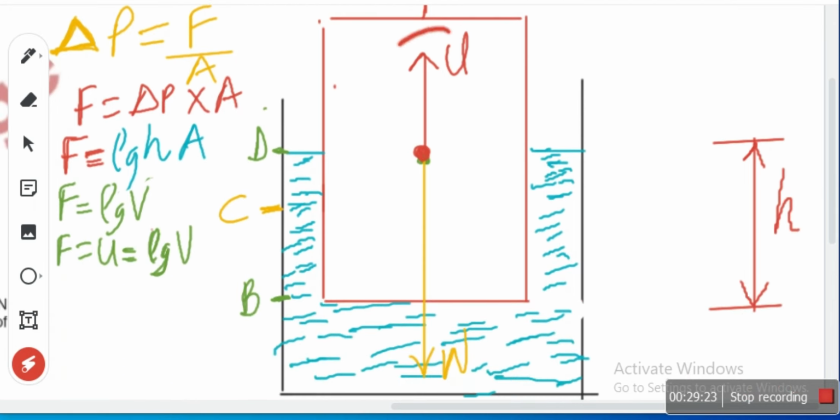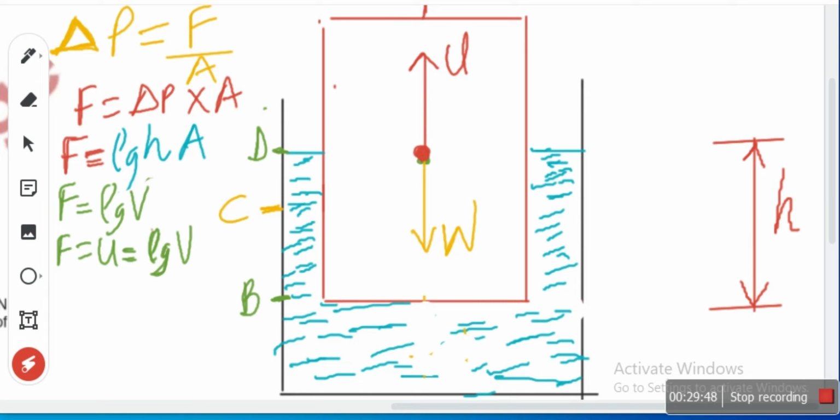Once the upthrust is equal to the weight, what happens? If the upthrust is equal to the weight, it's in equilibrium, so the object will float, is it not? Yes. So flotation is when upthrust is equal to weight. If weight is bigger than upthrust, what happens? It will sink. If upthrust is bigger than weight, it will rise.